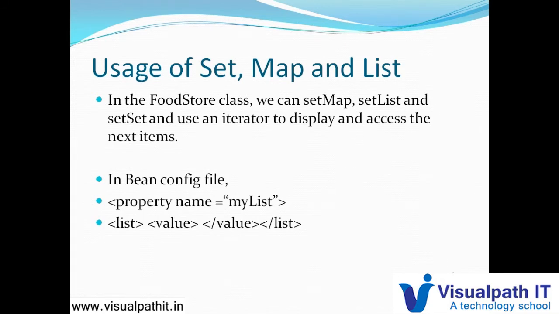How is list used? In the bean config file, we name the list as myList, and the items are within this list. We also use the iterator in the main class to display and access the next item. That is, Iterator it equals map.keySet().iterator(). We will use while hasNext, access the next item and display it.